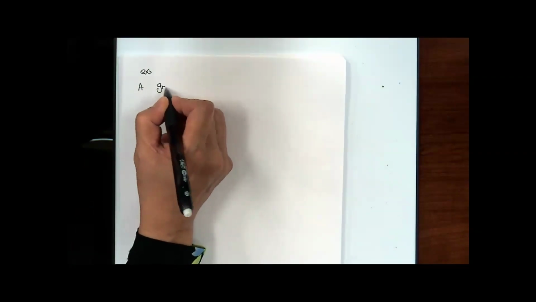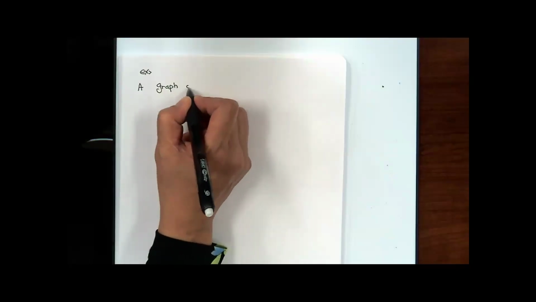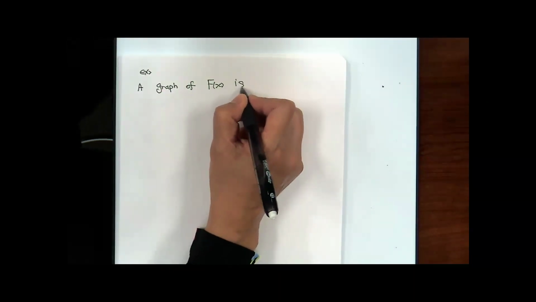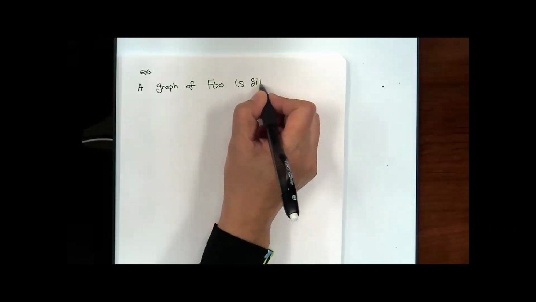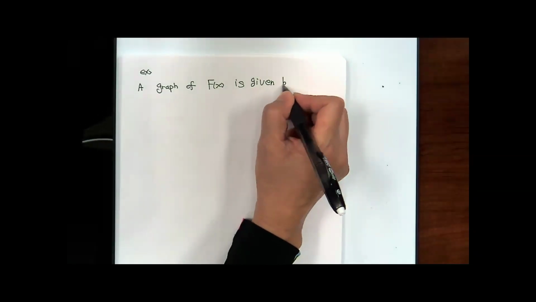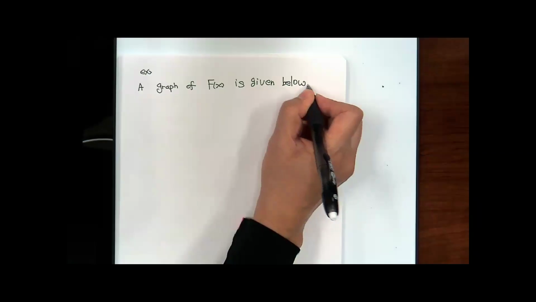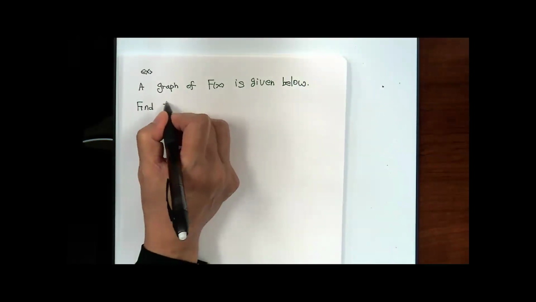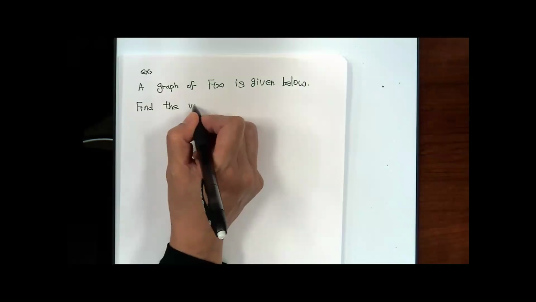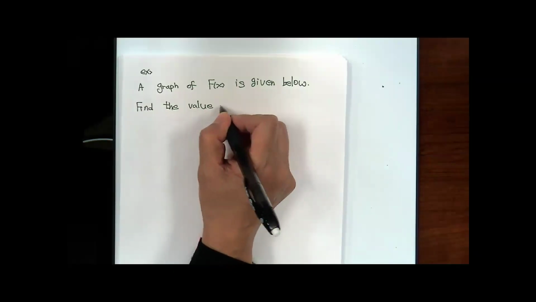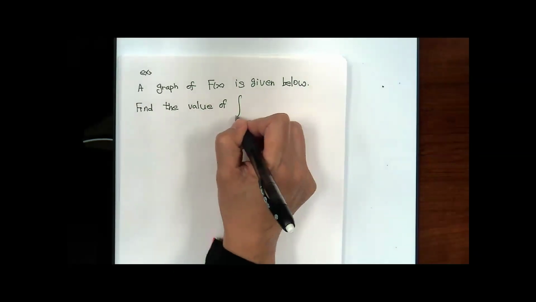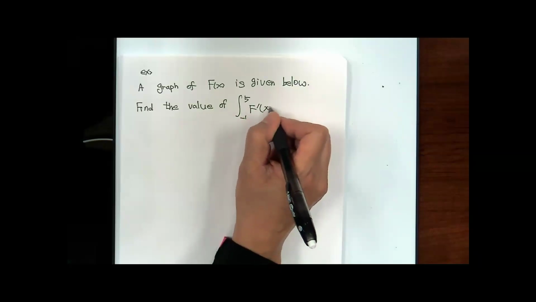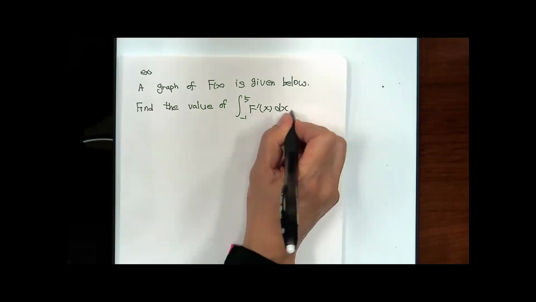A graph of f of x is given below. Find the value of integration minus 1 to 5 f prime of x dx.